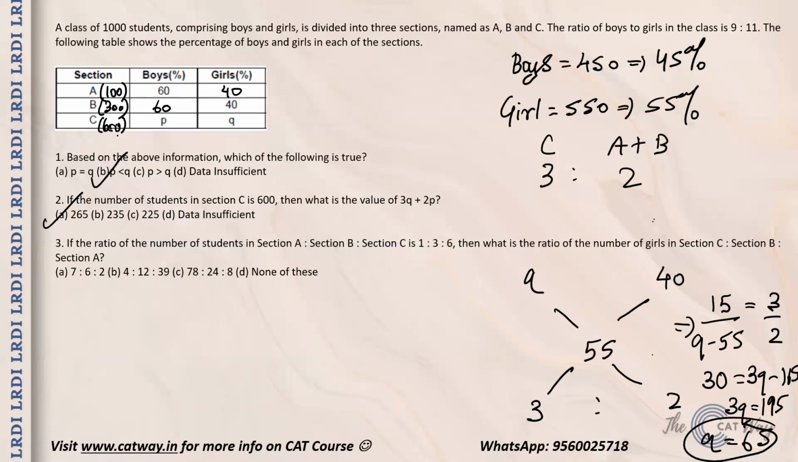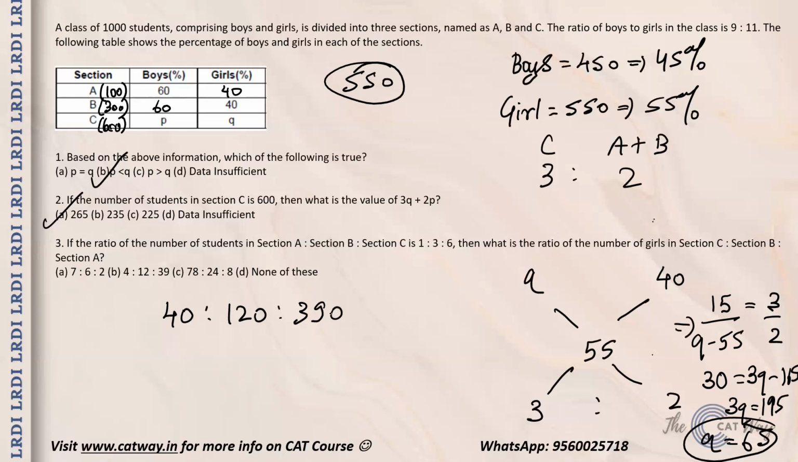So if there are 100 students in A, the number of girls is 40. If there are 300 students in B, 40% of that, that is 120, will be girls, right? And we have to find the ratio. In total, there were 550 girls. Out of that, 160 girls are available here. So the remaining 390 girls would go to section C.